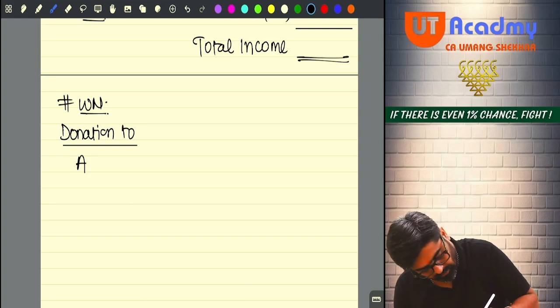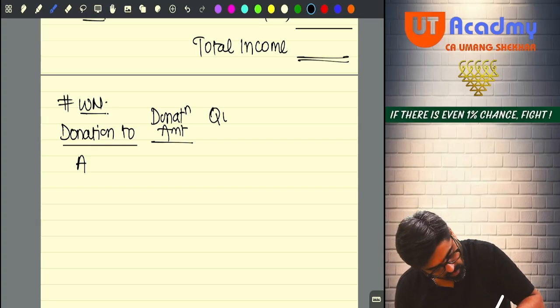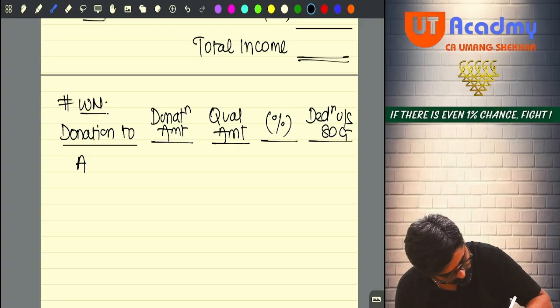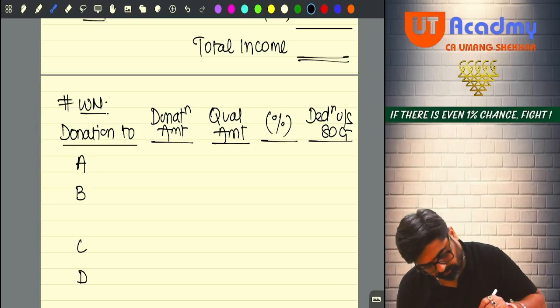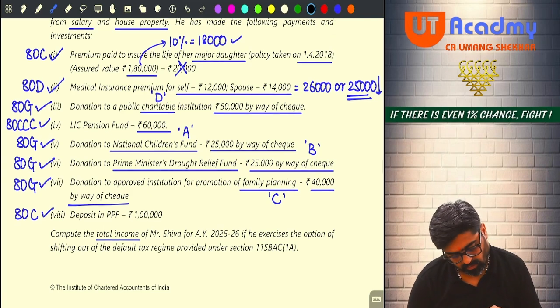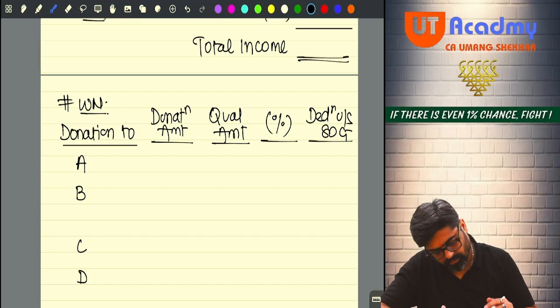Now, amount. Donation amount. Now, qualifying amount. Then, percentage of deduction. Then, deduction under section 80G. Right now, A, B, then C and D. Now A is how much? 25. B is also 25. C is 40. 25, 25, 40 and 50.